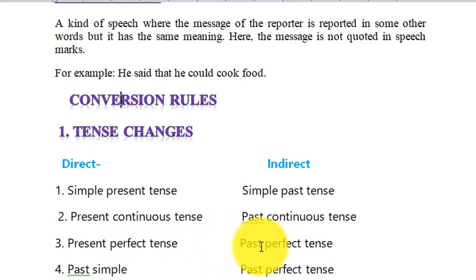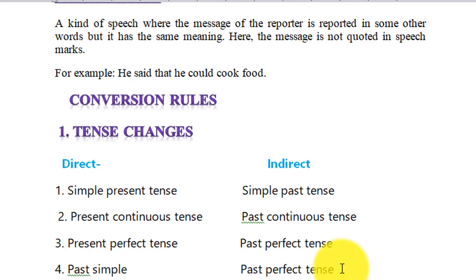And the fourth one: if it is simple past, it can be converted into the past perfect tense, had plus verb 3. Sometimes simple past changes into another tense, or we have two ways here. With simple past, we have two options: we can change it to past perfect, or we can keep it as simple past. Both are acceptable in reported speech; both are appropriate for simple past.